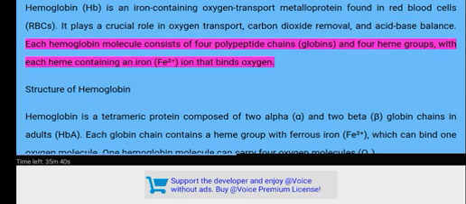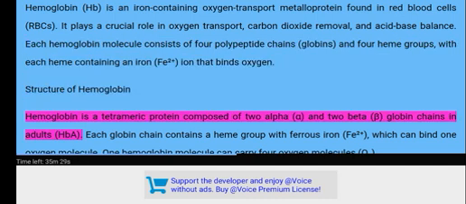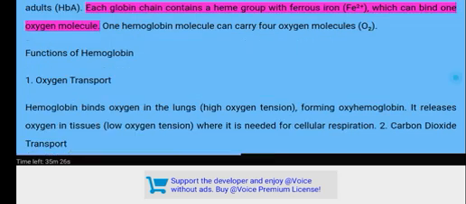Each hemoglobin molecule consists of 4 polypeptide chains, globins, and 4 heme groups, with each heme containing an iron Fe2+ ion that binds oxygen. Structure of hemoglobin. Hemoglobin is a tetrameric protein composed of 2 alpha and 2 beta globin chains in adults, HbA. Each globin chain contains a heme group with ferrous iron Fe2+ which can bind 1 oxygen molecule.